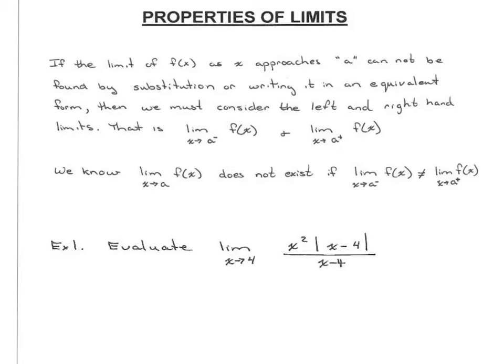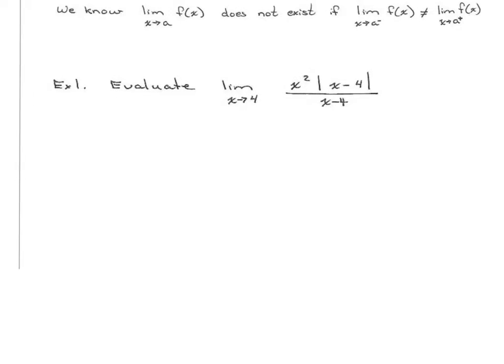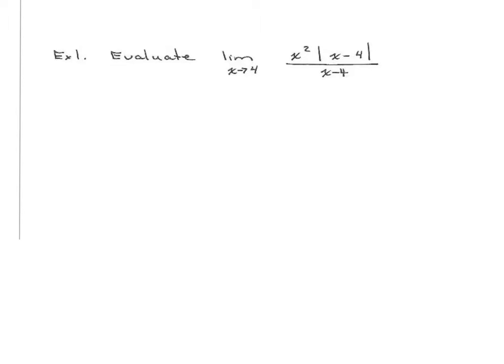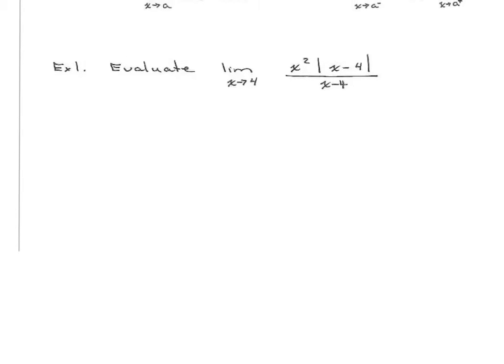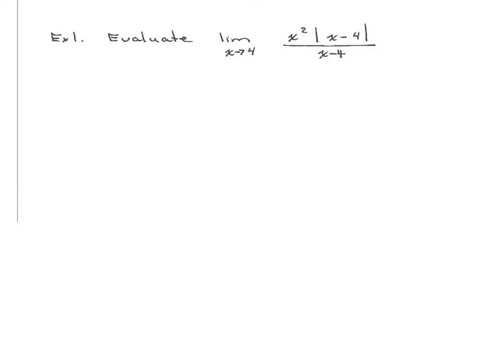So situations where this might come up are in, like example 1 we have here: evaluate the limit of x approaching 4 of x squared times the absolute value of x minus 4 all over x minus 4. So what we're going to do is look at the left and right hand limits of this. So looking at our left side, we're going to deal with our limit of x approaching 4 from the negative side of this function of x squared times the absolute value of x minus 4 over x minus 4.